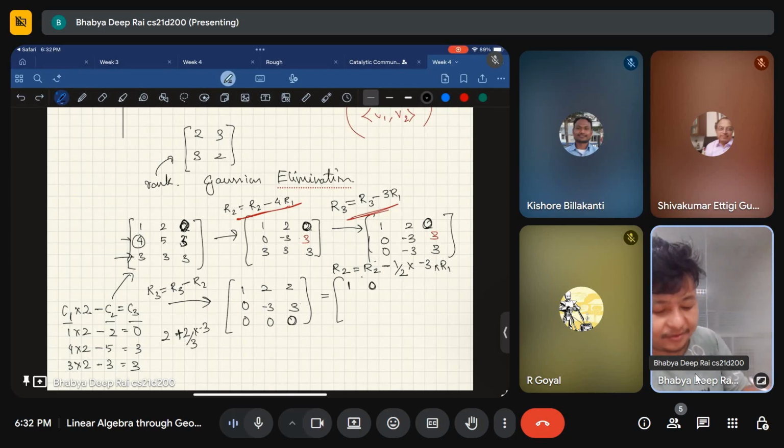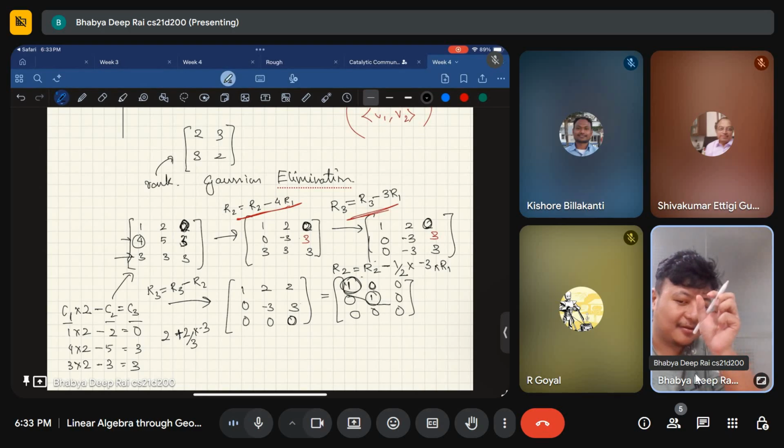But the main point is that when you get that final staircase form, either this or even this will become 0 and so on. Finally, when you get the staircase form, these elements are what are called your pivot elements. Each step in the staircase is called a pivot element.